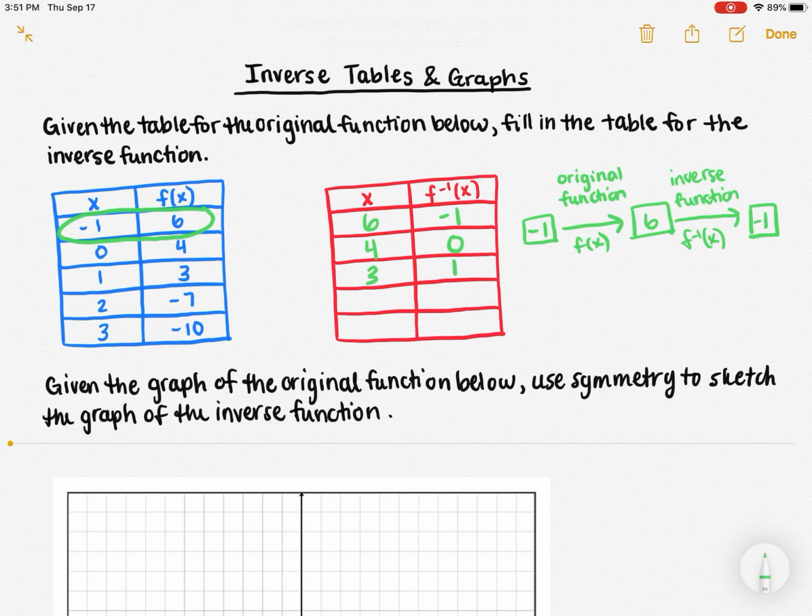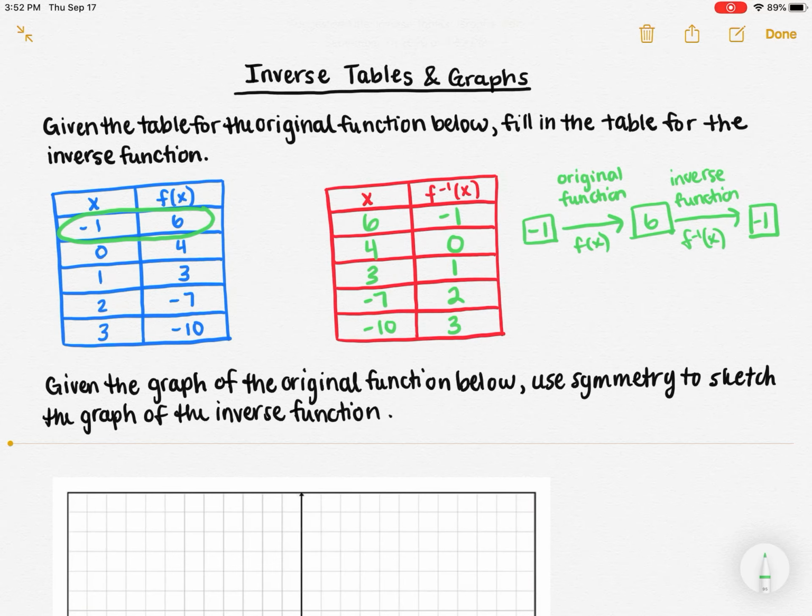For my next row, I switch 2 and -7. So my new input is -7 and my output is 2. Make sure you don't change any of the positive or negative signs. We don't need to change anything from negative to positive or positive to negative. We're just switching the placement of the values in the table. The inputs and outputs just switch. None of the actual values themselves change. So in the last row, 3 and -10 switch to give me -10 as the input and 3 as the output. So now we know whenever we have an original function table, we can just switch the inputs and outputs to get our inverse table.